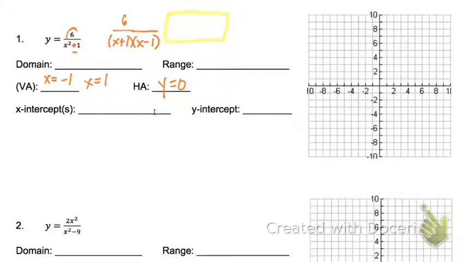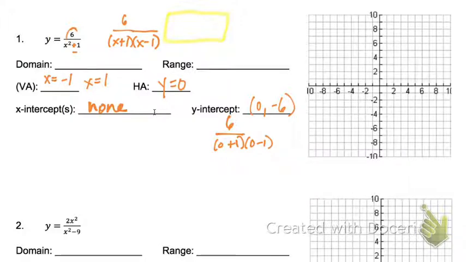So, x-intercepts, I set the numerator equal to 0. There are none. And then y-intercepts, I set x equal to 0. So you get 6 over. So then you get, for y-intercept 0, -6.